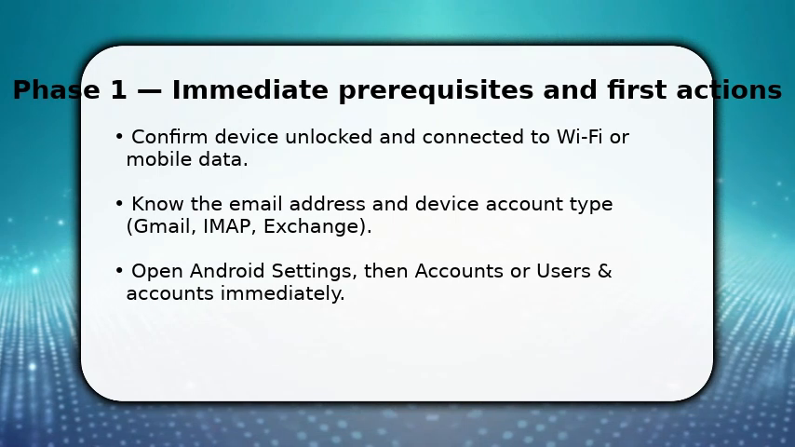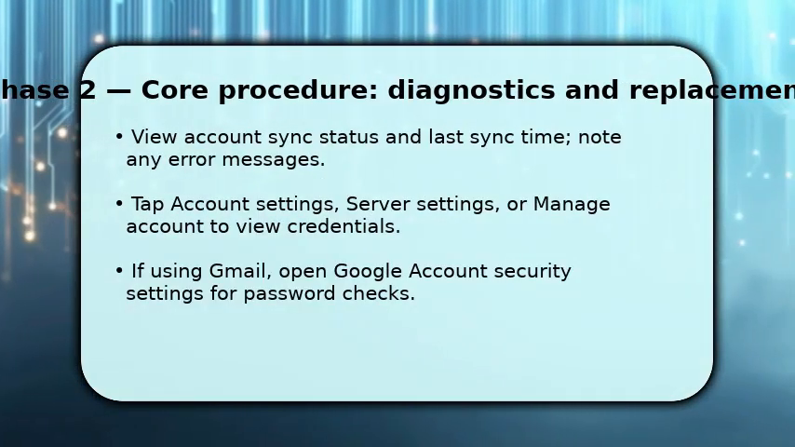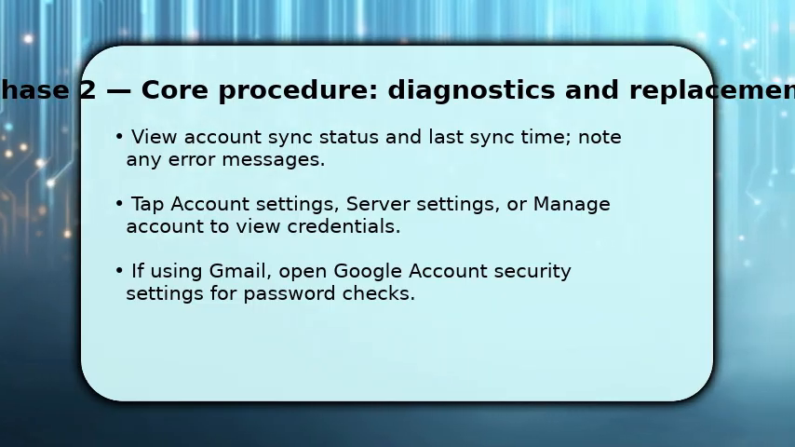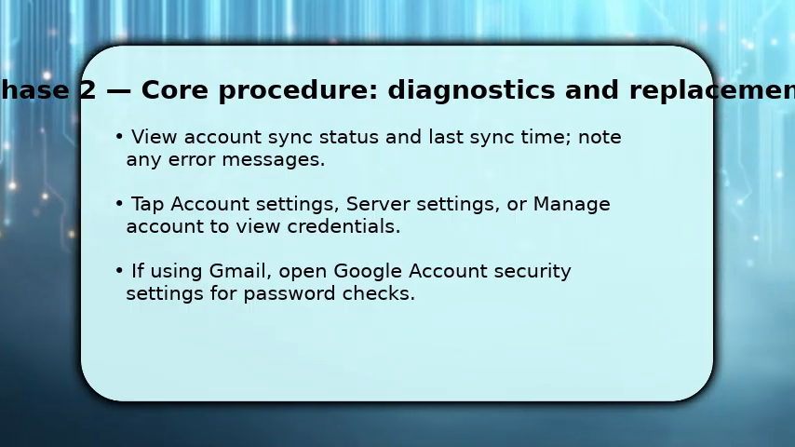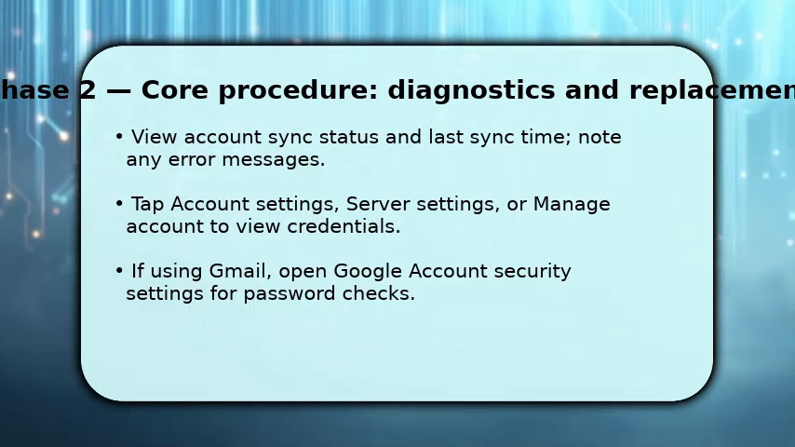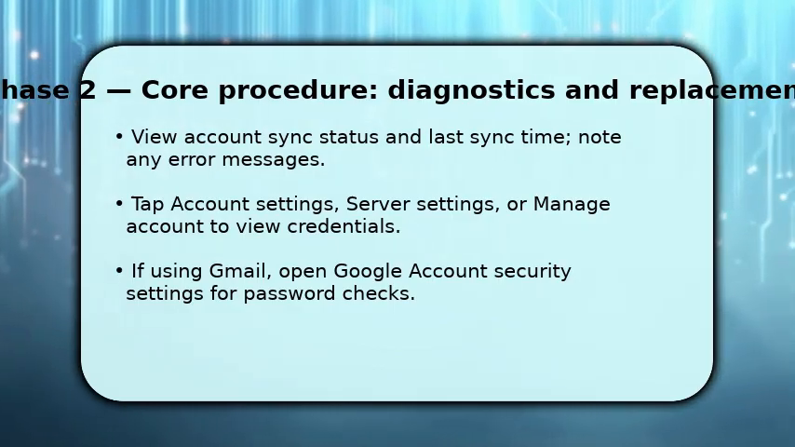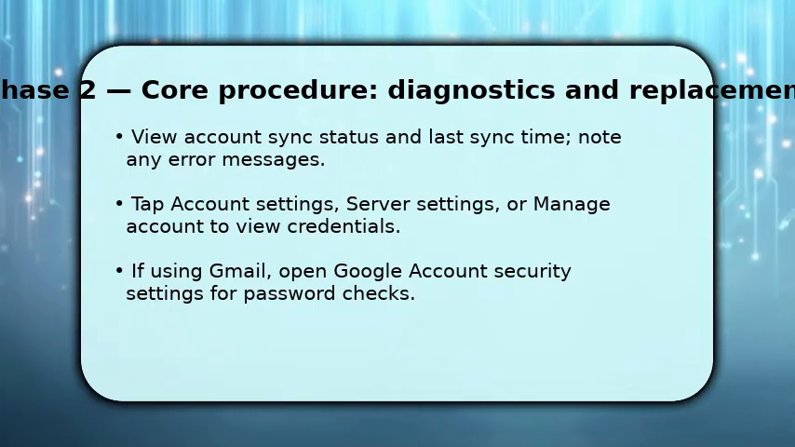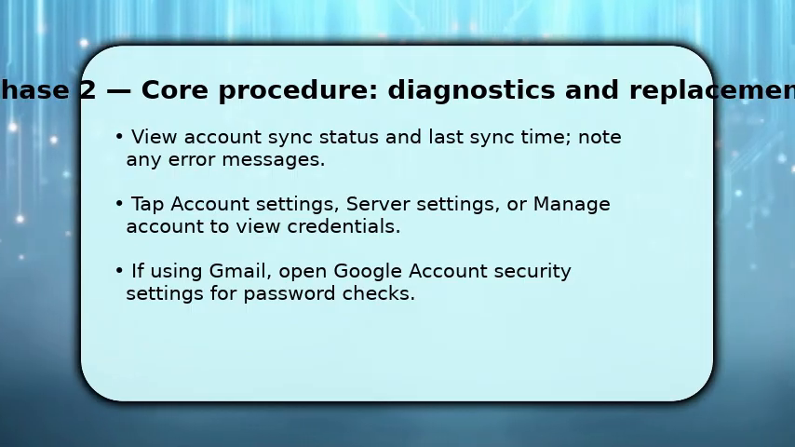Now you inspect the account details to locate where the password is stored or validated. Tap Account Settings, then Server Settings or Manage Account to see incoming and outgoing server info. This explains why logins can fail. For Gmail accounts, use the Google Account Security pane to check recent sign-in activity and whether a password or app password is required. Once done, note any error codes or messages. They point directly to authentication.